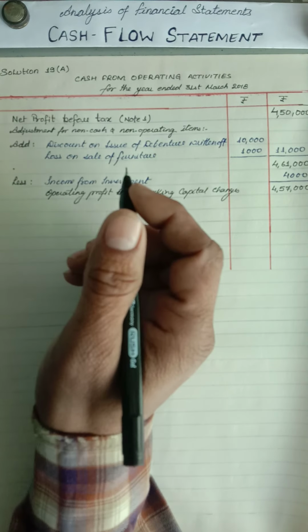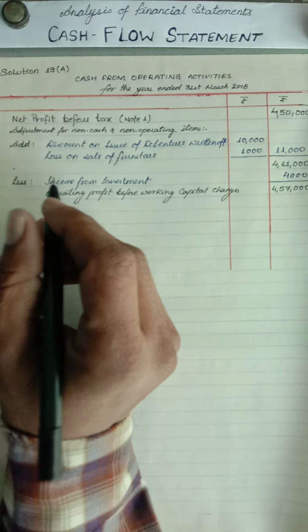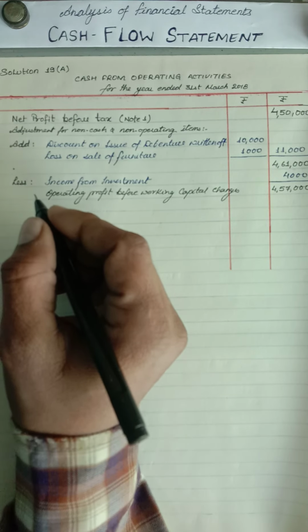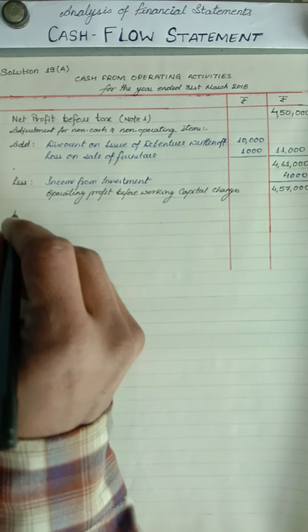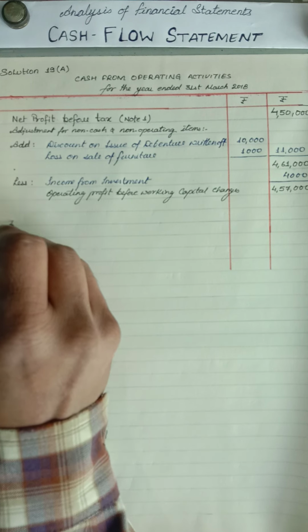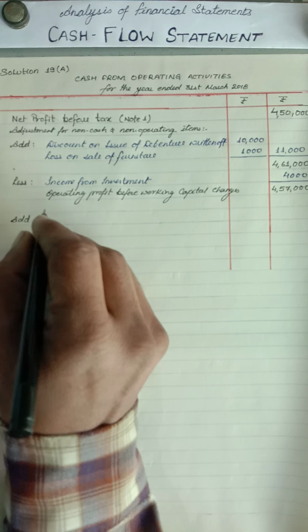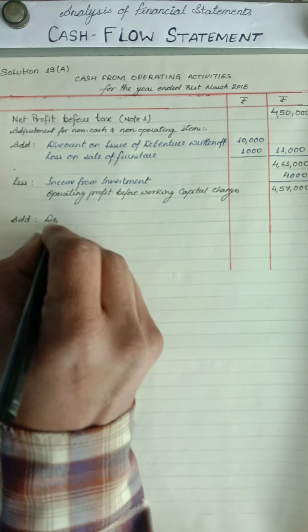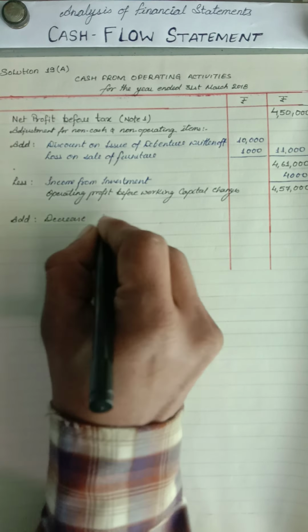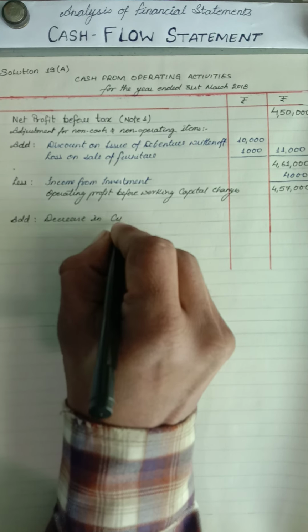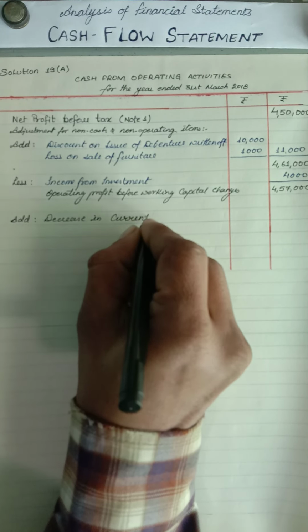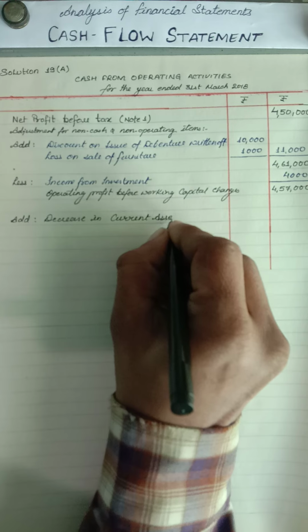Decrease in assets: DCA and ICL. The addition part is DCA and ICL, and the subtraction part is what? So we have to add here. This addition is decrease in current assets. So, decrease in current assets.